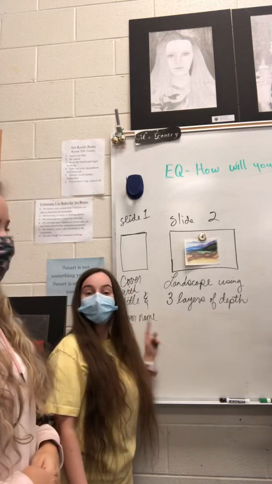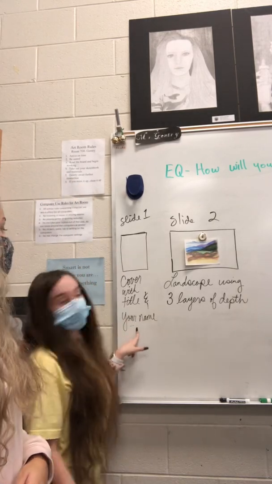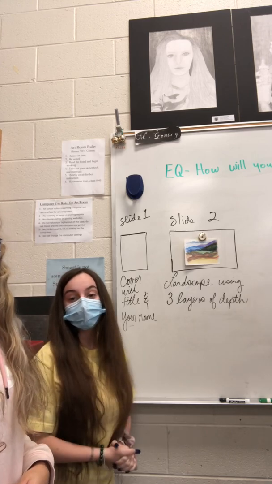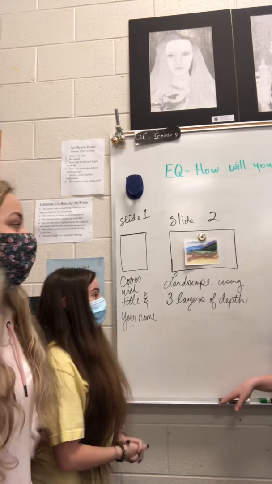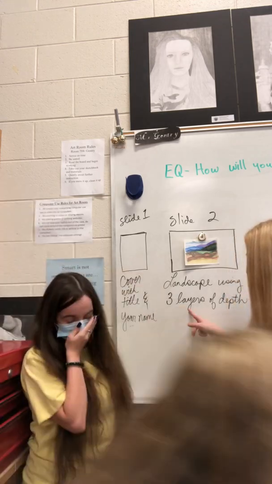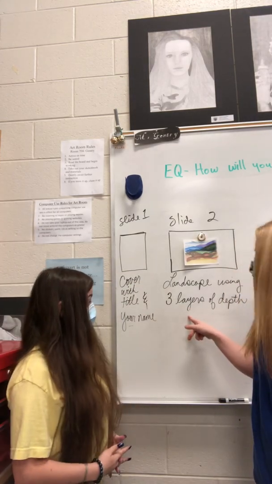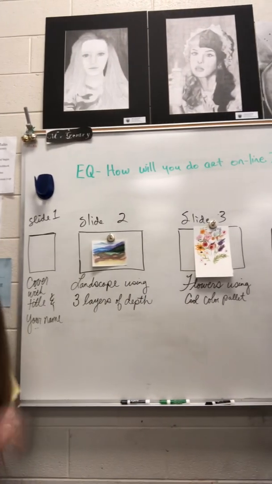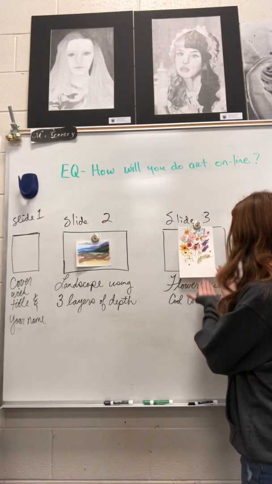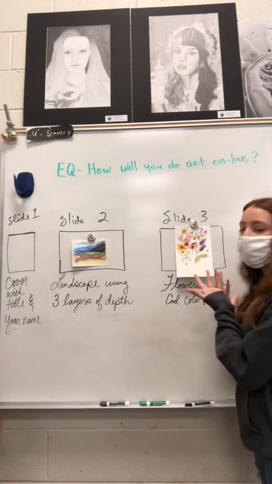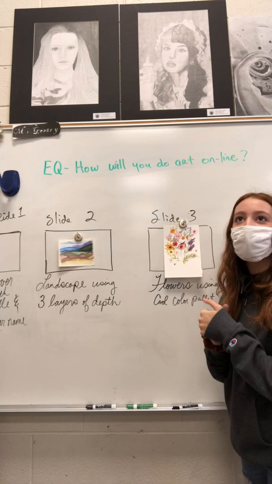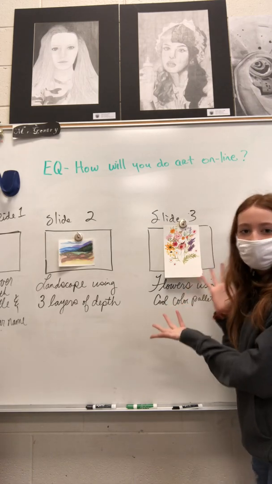Okay, so on the first slide, you open with your title and name. That's it. Just color theory and your name. Okay. And then for your second slide, you do a landscape using 3 layers of depth. Slide 3, you're gonna do flowers using a cool color palette. So red or blue, green, purple flowers.